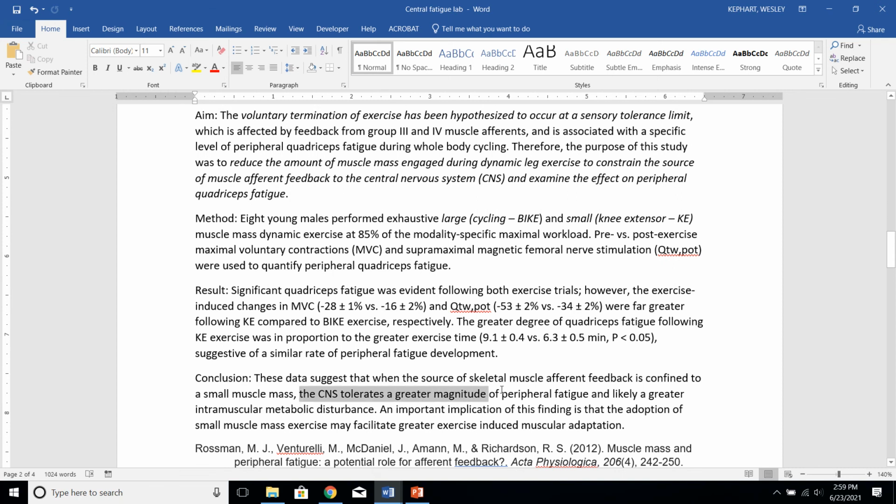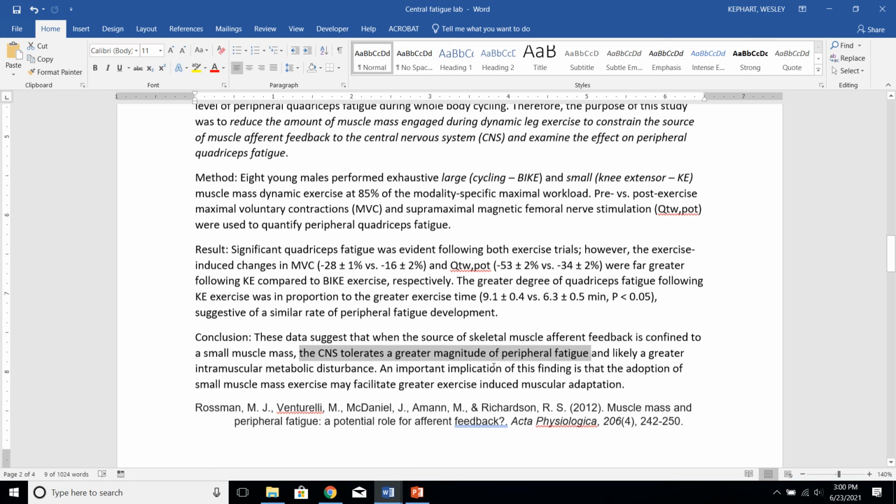So the CNS tolerates a greater magnitude of peripheral fatigue whenever less muscle mass is utilized, allowing for a greater intramuscular metabolic disturbance. So if you're ever working with an endurance athlete doing large muscle movements, like running, cycling, all of those different types of things, they're using a lot of muscle mass. And the idea from this study is that since all of those different muscles are sending afferent signals back to the brain, you're going to fatigue sooner than there is enough time to accumulate all of the work in the particular muscles. So it argues for at least sometimes working smaller muscles so that you can accumulate a lot more stress just in those singular muscles. At least that's partially what's going on.